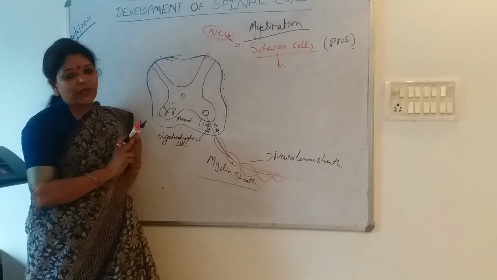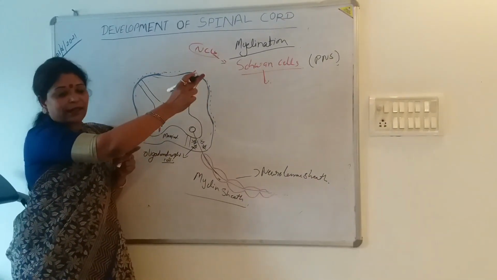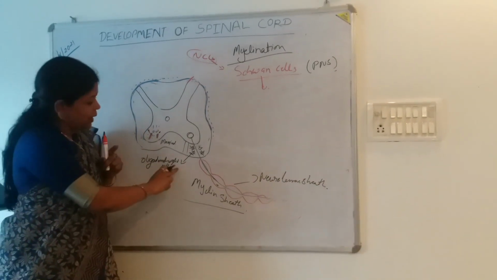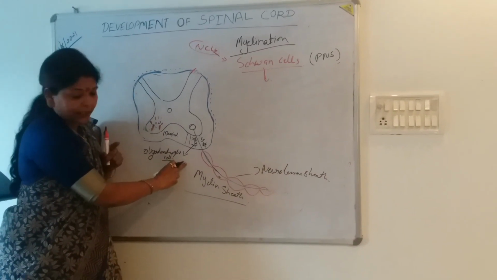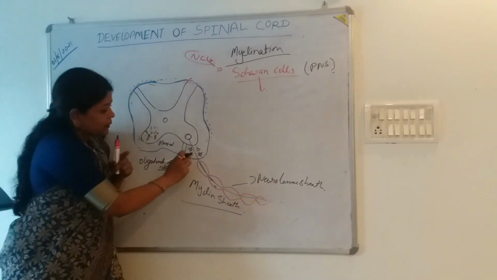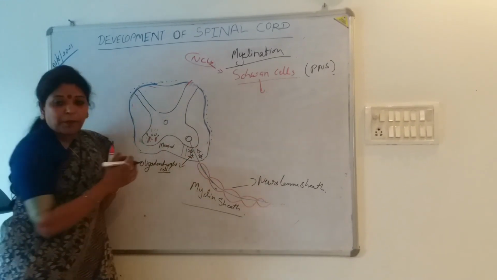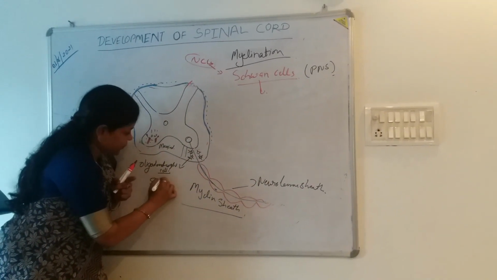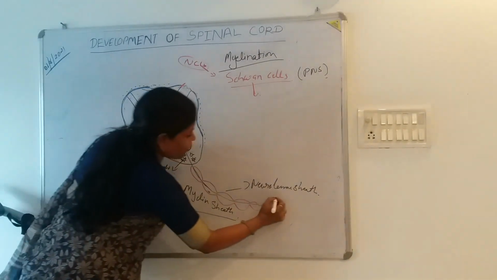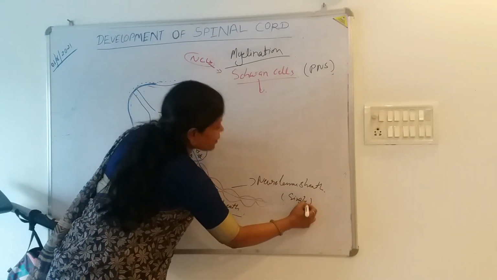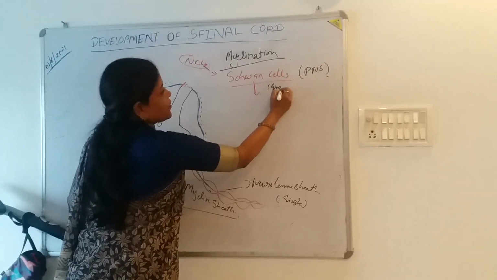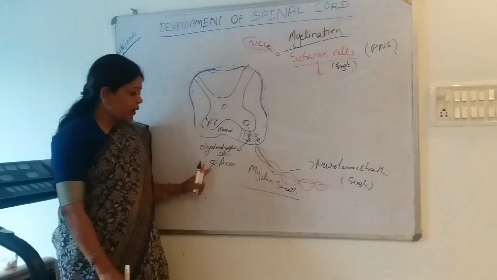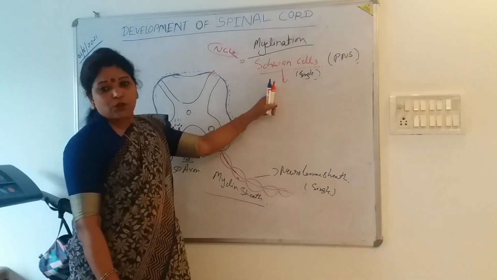One difference is from the derivative. The neural crest cell derivative is the Schwann cell. And the neural tube derivative, the ectodermal derivative, is the oligodendroglial cells. These oligodendroglial cells can myelinate up to 50 axons at a time, and the Schwann cell can myelinate only a single axon. So this is the difference between the oligodendroglial cells and the Schwann cells.